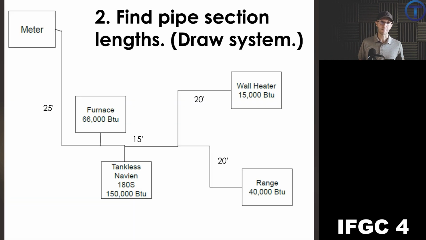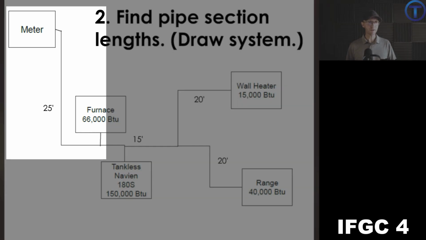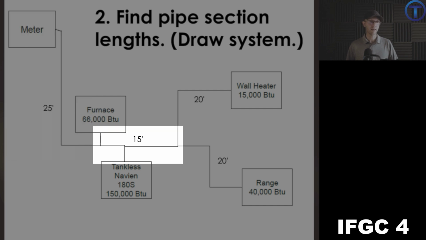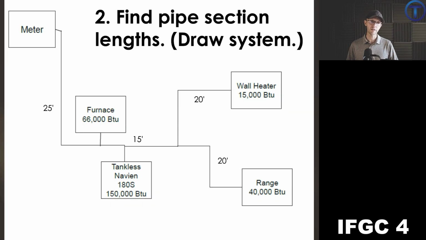The second step, we need to find the pipe section lengths. That might be on a plan that we can scale out. That might be something that we go and we're measuring on site. But here's what we have from the meter to the furnace or mechanical room. We've got 25 feet. There's a branch that goes another 15 feet from the mechanical room, and then it branches off for the wall heater, 20 feet, and the range, 20 feet.